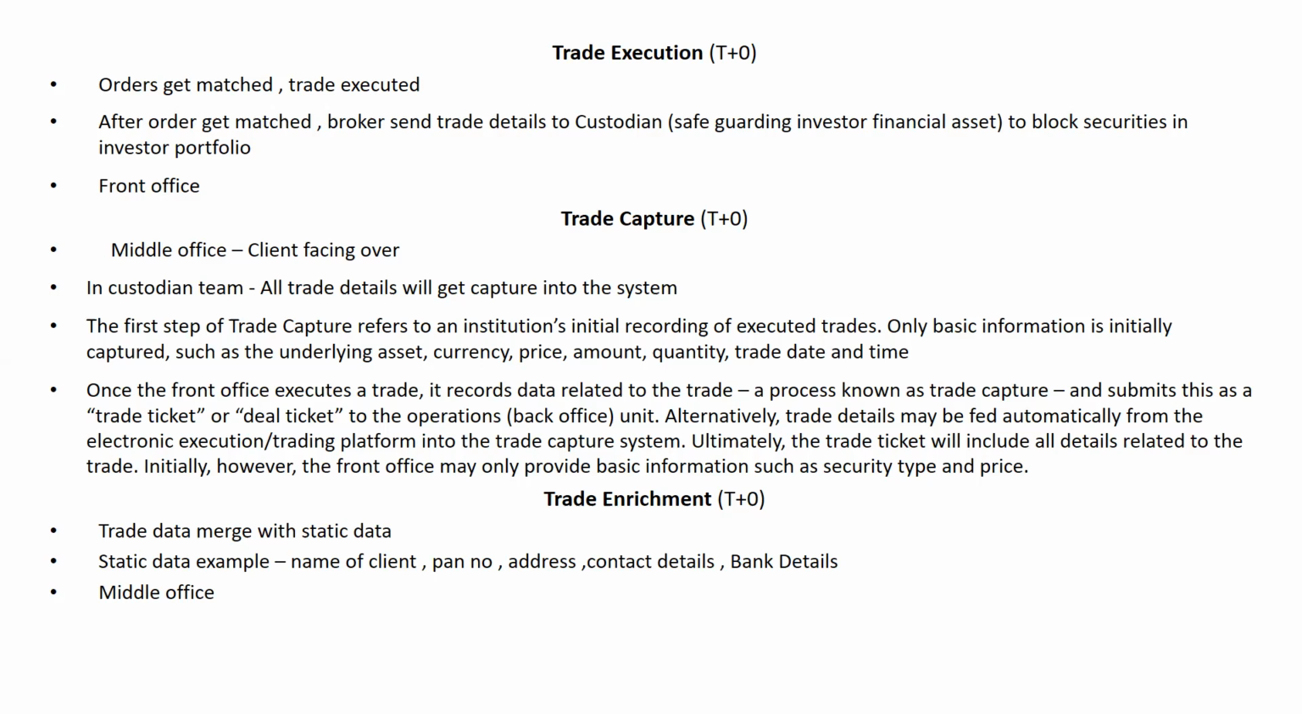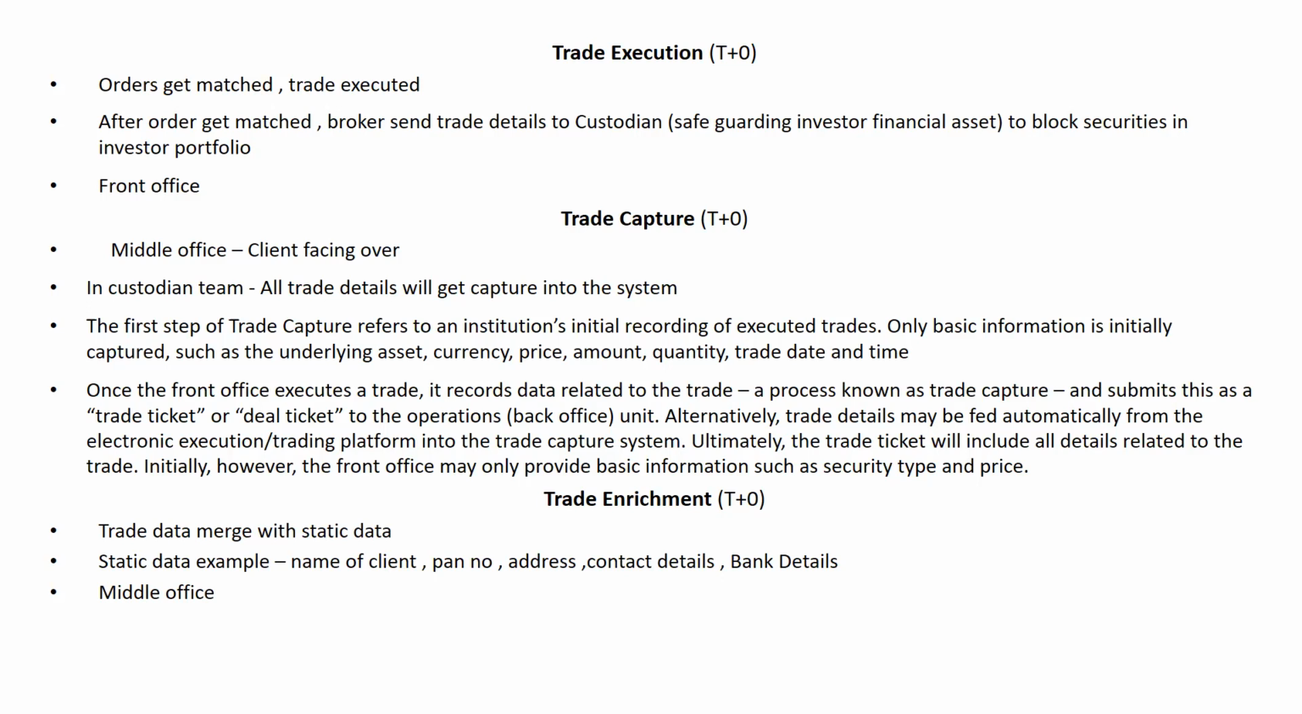So when the broker wants to do the trade operation, like back office operation, he has to get the trade from front office to the back office. Once the front office executes a trade, it records the data related to the trade in a process known as trade capture, and submits this as a trade ticket or deal ticket to the operation back office unit. So basically that record has to come to the back office.